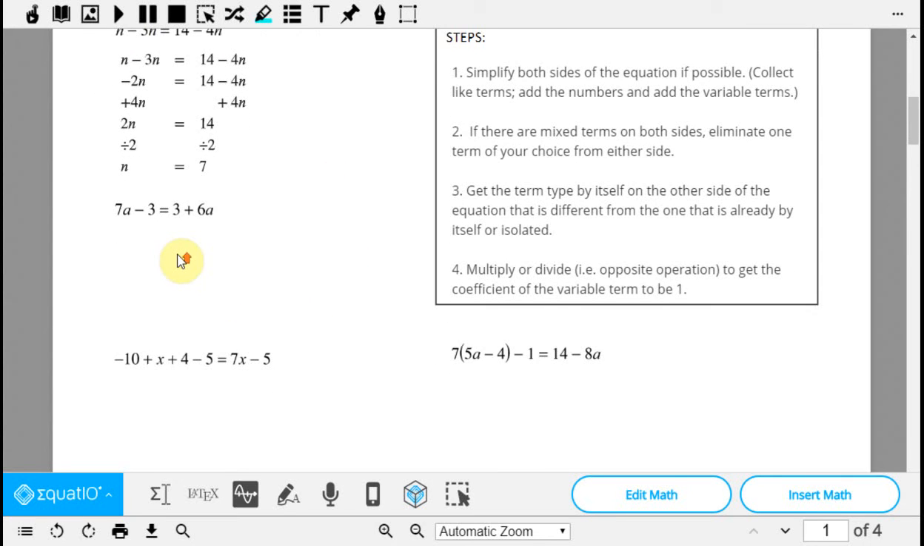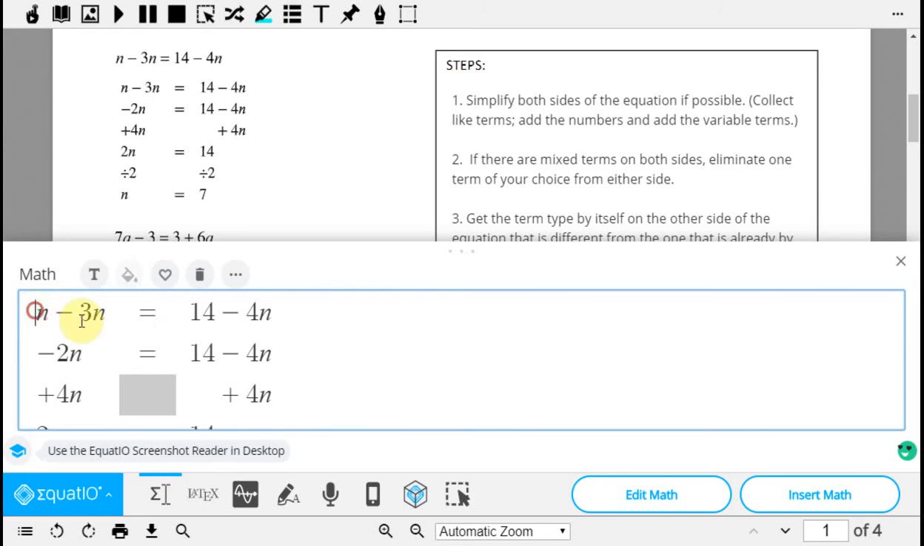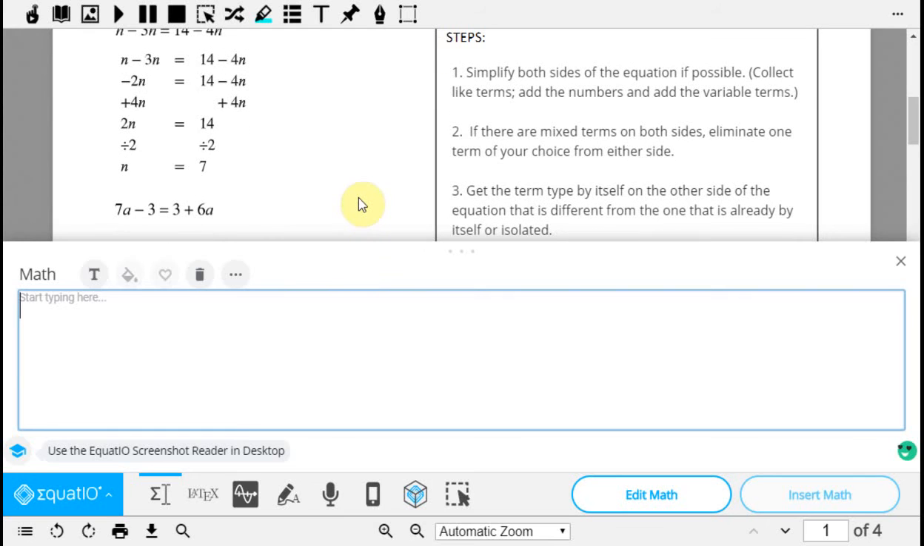Let's try this next equation. This next equation now is different from this one. Here we could simplify the terms on this side. In this case, we have mixed terms on both sides, so we can't simplify. Seven a minus 3 is equal to 3 plus 6a.